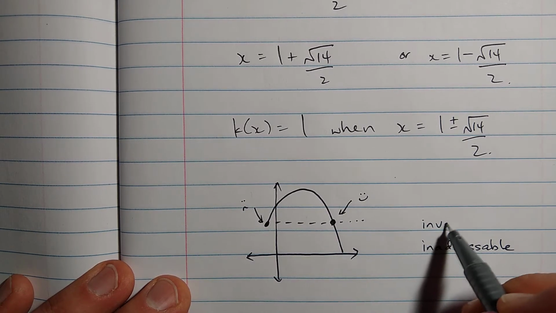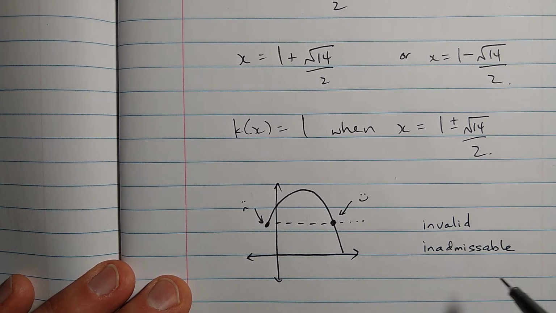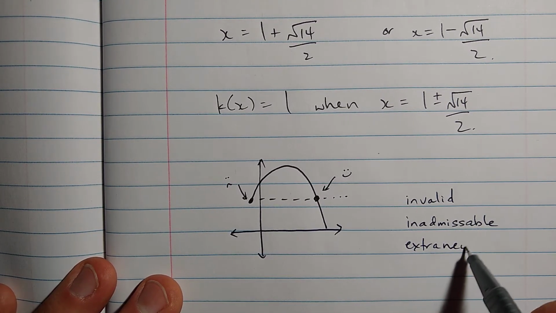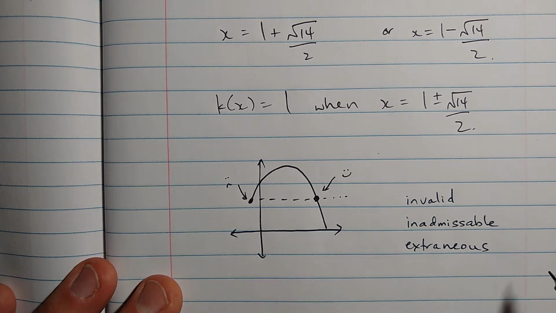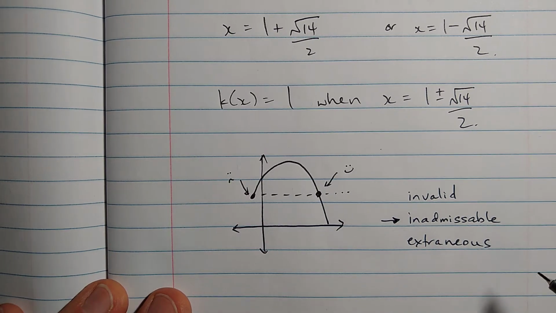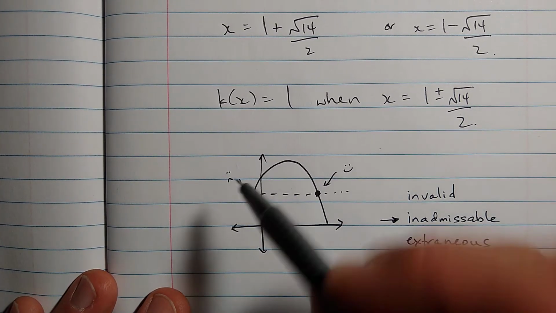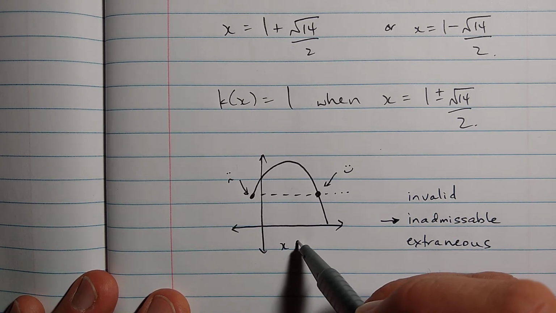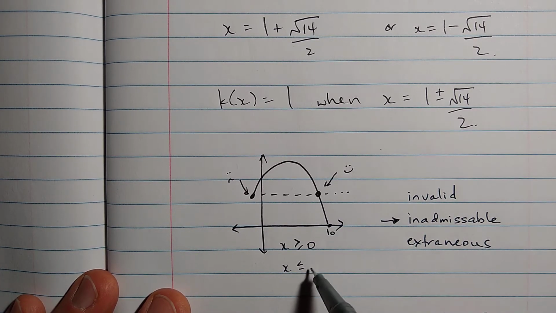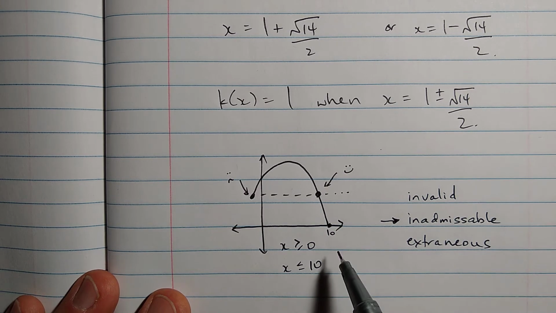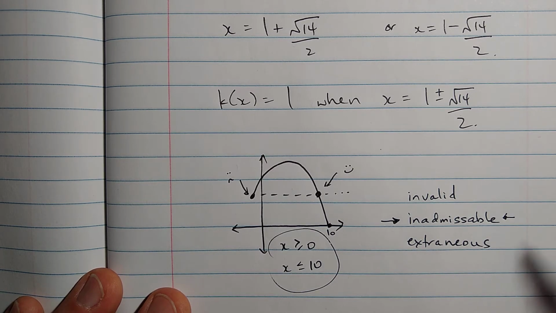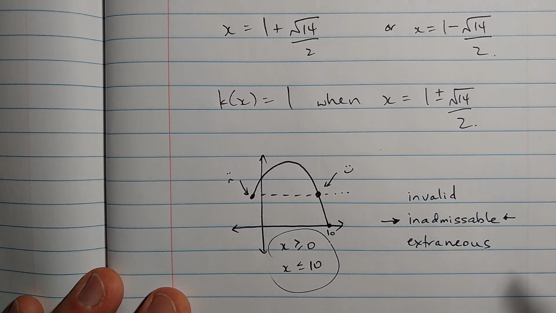You might also see words like invalid or inappropriate, or extraneous is another word that you'll see a lot. It's an extra that we don't need. This one is probably the most common way to say it, an inadmissible solution. So in a real situation where you know the domain, for example, when x has to be greater than 0, and also x is less than or equal to whatever this value is, maybe it's like 10, then the domain is restricted, and so you have to pay attention to that to see which values that you get as solutions are actually inside of the domain and are reasonable.